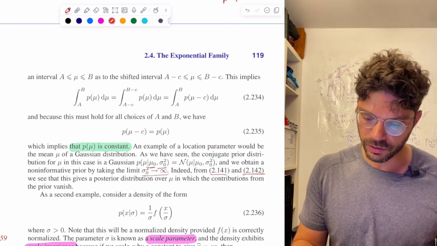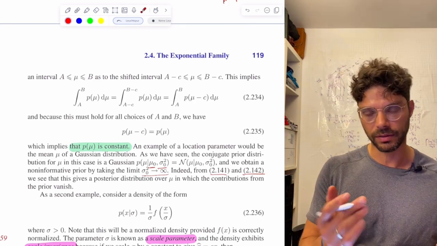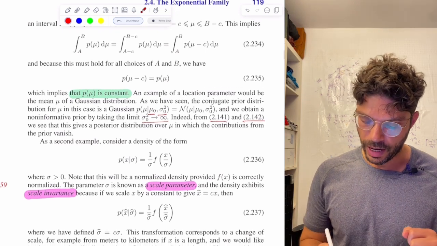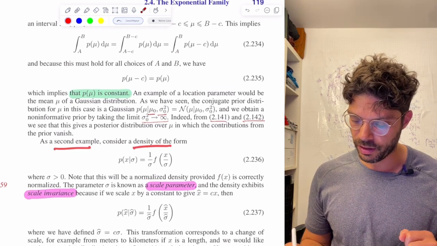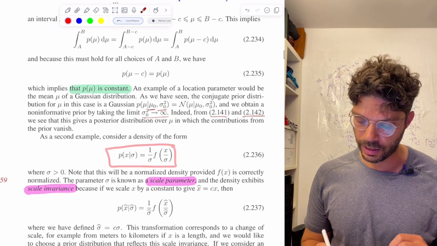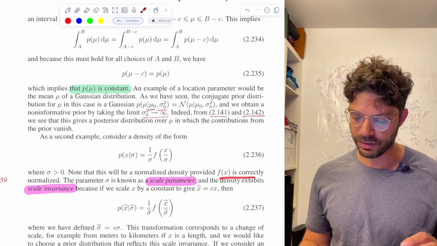Okay, so now let's go on to this second example, which is again inspired by the Gaussian, but now in terms of its variance parameter, or its precision, as we'll work with. As a second example, consider a density of this form, where sigma is greater than 0. Note that this will be a normalized density provided f of x is correctly normalized.